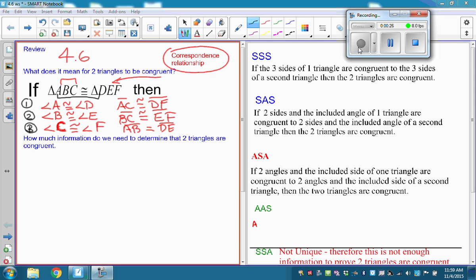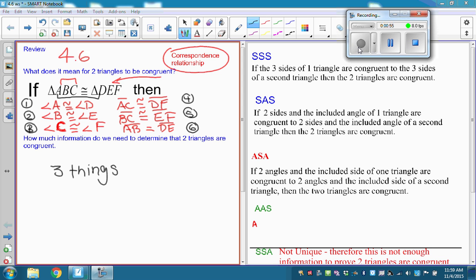So they're corresponding parts of 2 different triangles. And these are the corresponding pairs of sides. And what we know is if 2 triangles are congruent, all of the corresponding parts are congruent. And that becomes a big part of our proofs next week. But what we learned from 4.4 and 4.5 is if we have to prove 2 triangles are congruent, we only need 3 things.